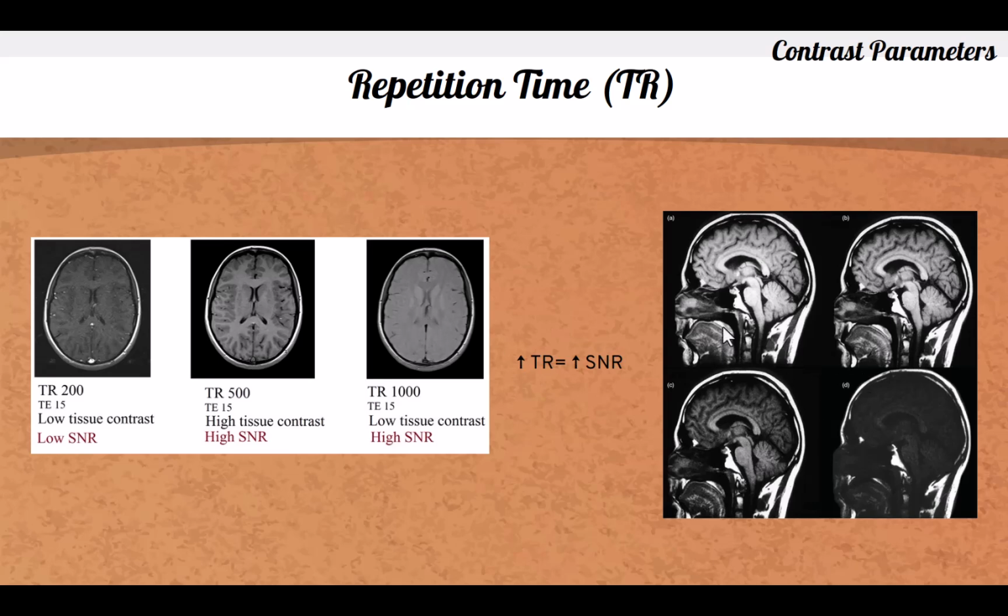And then the image to the right shows a sagittal brain with different TRs. And you can see here, image D has the lowest TR because you have the lowest amount of signal, and then going up accordingly to image A, which has the highest amount of signal because the TR is the longest.